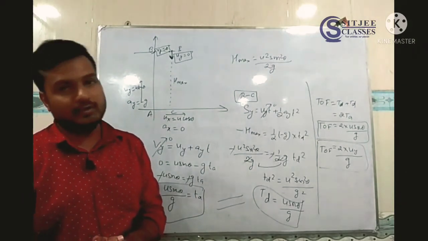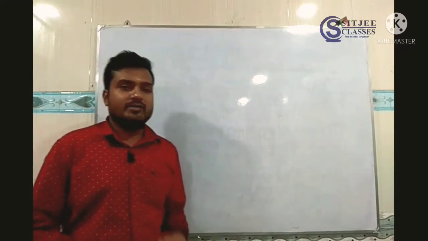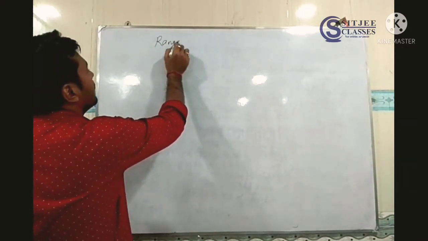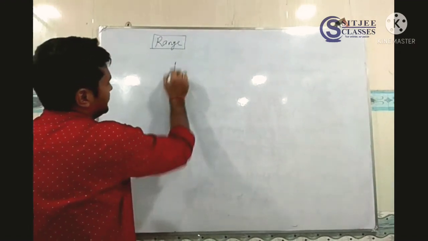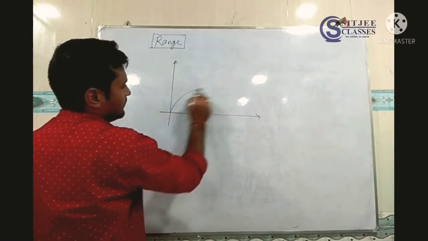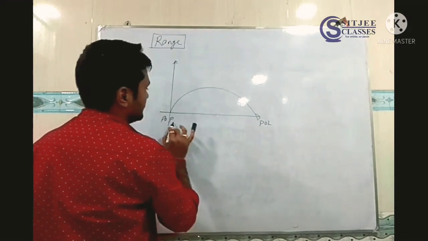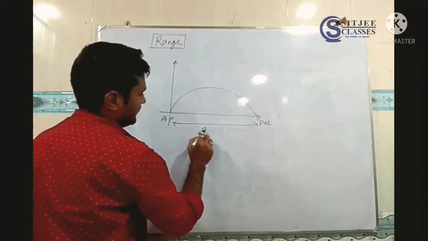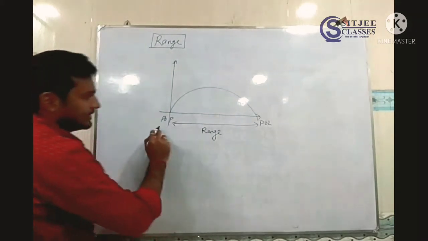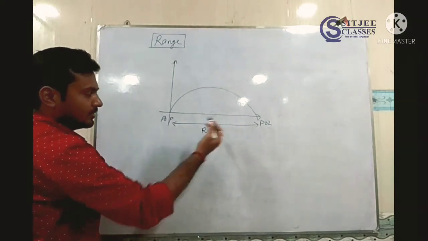Next we are going to do range. Okay, let's move to the next topic and let us derive for range. In range, if you compare with the first diagram, this was your point of projection and this was the point of landing. So the horizontal distance between both is only called range. So can I say range is the distance on the x-axis? So I have to talk about the x-axis, and it is again distance or displacement, whatever I say.